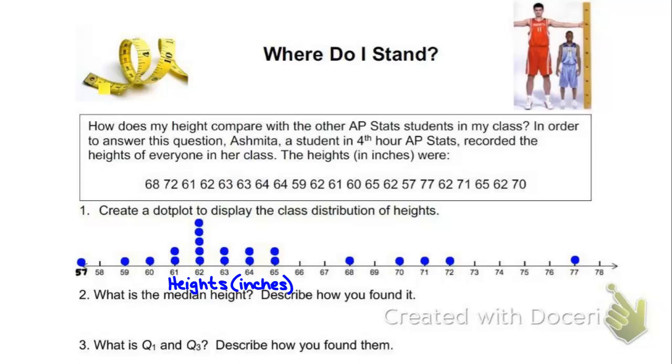How would you talk about that in terms of the group? Is it larger than what is typically expected? Is it lower than what's typically expected? Around the same. Why? Median is 63 inches, absolutely. So Ashmita is the median value. She's taller than how much of her class then? 50%, and she's shorter than 50%, absolutely.